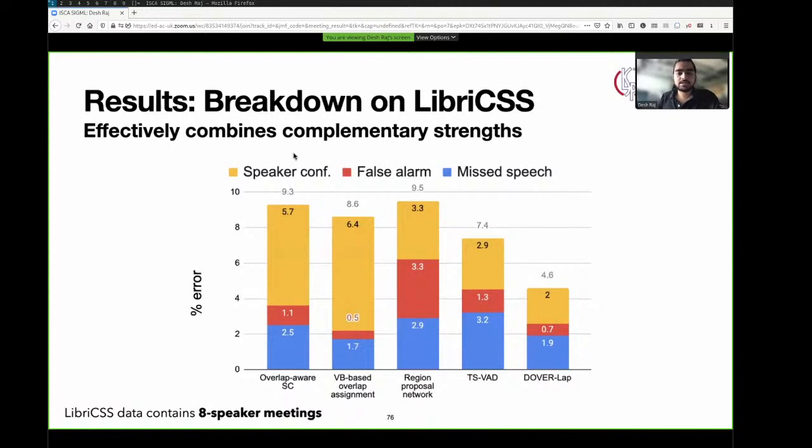And even if we look at a breakdown on the 8-speaker meeting data, we can see why we are getting this improvement. You can see methods such as the clustering-based systems do quite well in terms of missed speech and false alarms, especially if you have a good speech activity detection. But they do not do very well on the speaker confusion errors, for reasons that I mentioned earlier. However, methods which are trained with supervision, such as RPNs or TS-VAD, do quite well on the speaker confusion errors, but they do a bit worse in terms of missed speech and false alarms. What DOVER-Lap does is that it effectively combines the complementary strengths of these systems. So in addition to doing well on missed speech and false alarms, it also does quite well in the speaker confusion error rate as well. So it assigns the speakers quite correctly.